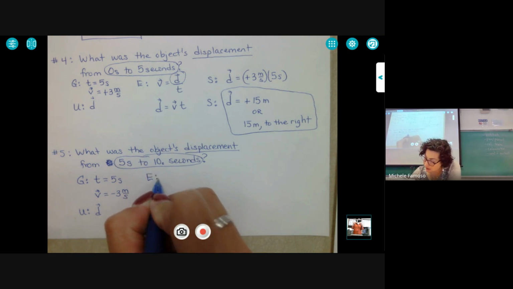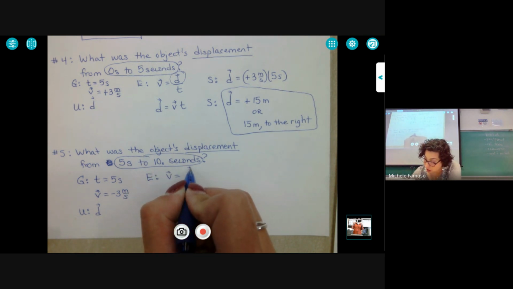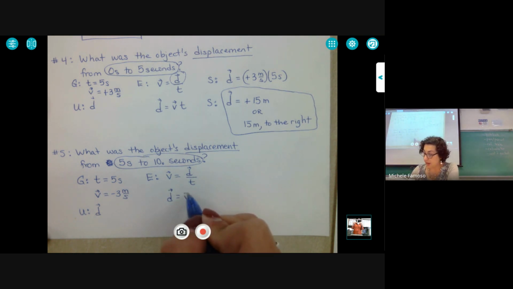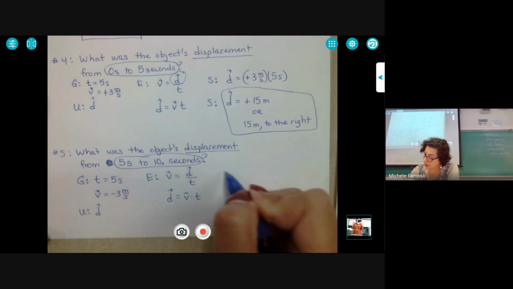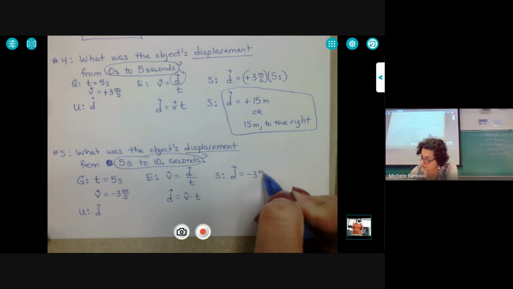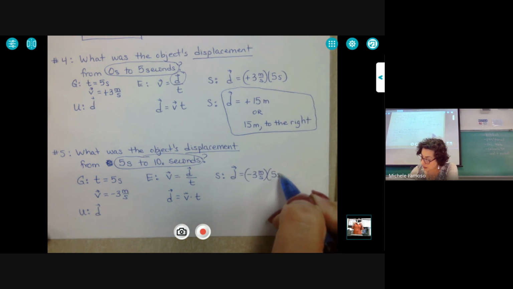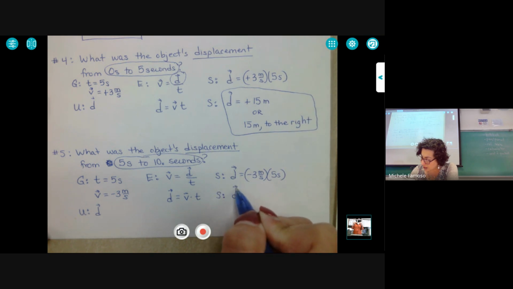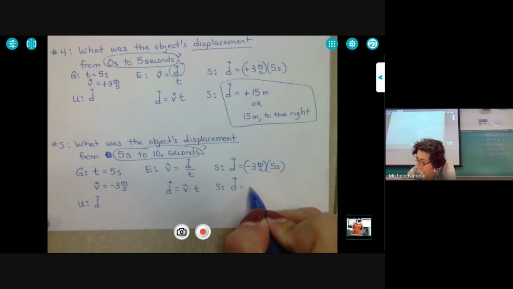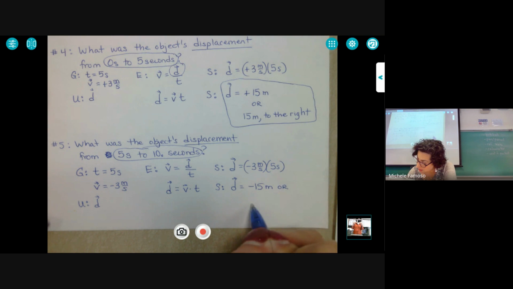All right. The equation is the same one because we only have the one equation on the reference table currently to work with. Velocity is displacement over time. So if I move that around for displacement, what is the equation? Velocity times time. All right, let's tackle our substitution with units. That is -3 meters per second times 5 seconds. So let's solve it now. Emily, can you tell me what the displacement is? -15 meters. Or? 15 meters to the left. That's right.